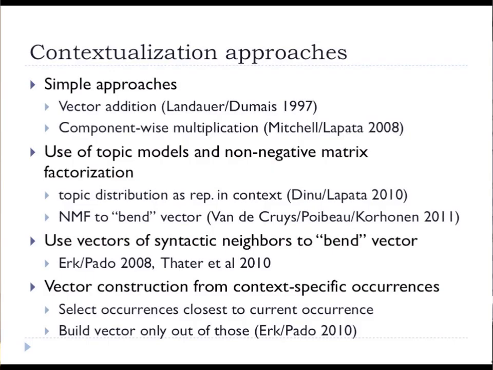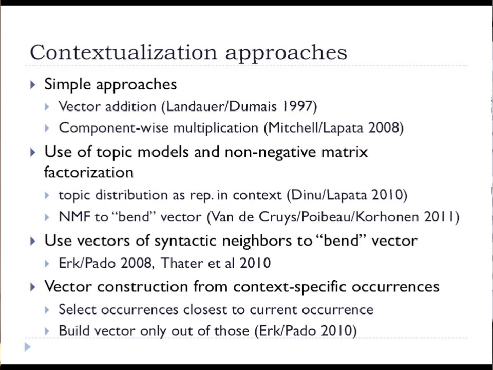The very simplest approach to contextualization is, I guess, vector addition. So you have the vector for catch, you take the vector for flu, and you add them both up to get the vector for catch in the context of flu. A variant of that is, instead of doing vector addition, to do component-wise multiplication. You basically take the vector for catch and you weigh its dimensions by the vector for flu in order to get a re-weighted vector for catch in that context.